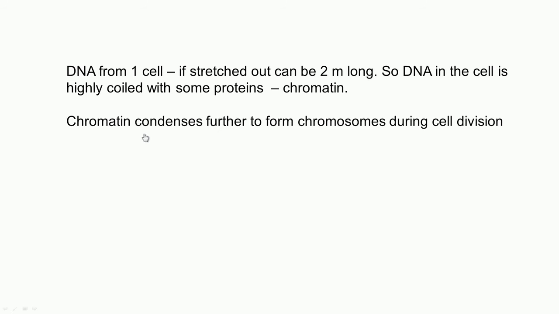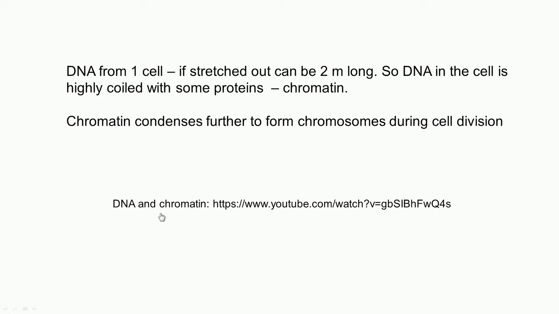Chromatin condenses even further to form visible chromosomes, colored substances, during cell division. In other words, they take up dyes during this stage, and that is why they are called chromosomes, colored bodies. During cell division, chromatin condenses further to yield visible chromosomes under, of course, the microscope, not to the naked eye.